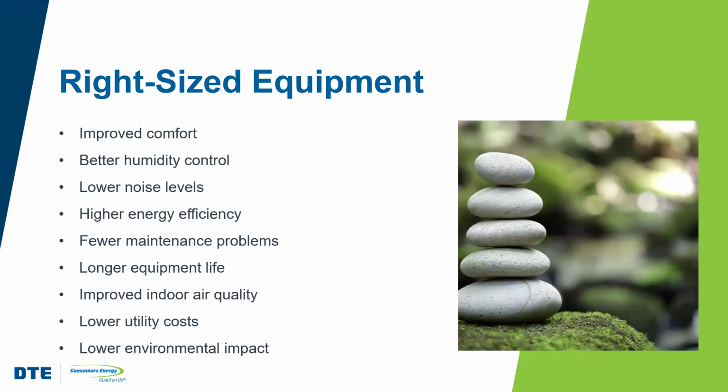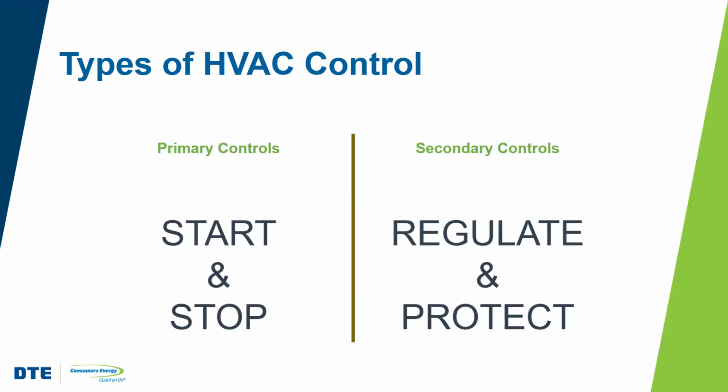So you want to make sure that the equipment is right sized. When it is, it's going to last for the expected lifetime, it's going to run efficiently, and it's going to use the least amount of energy. So the homeowner will then get the most out of their heating and air conditioning system. Now, up to now, we've been talking about the primary controls for your HVAC system.